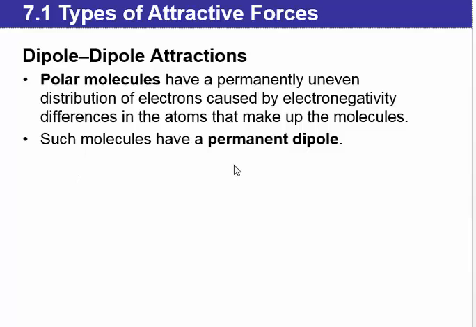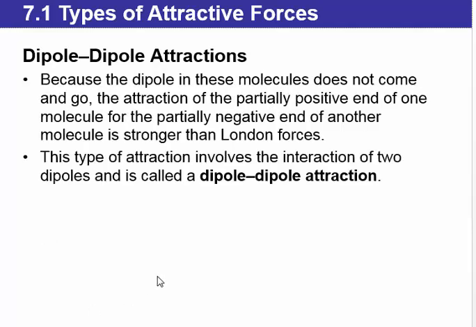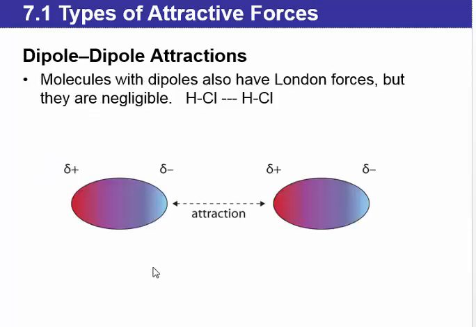So molecules that are polar have what's known as a permanent dipole. A dipole is a separation of charges, and that's why this is called a dipole-dipole interaction. So let's look at a graphic of a polar molecule.